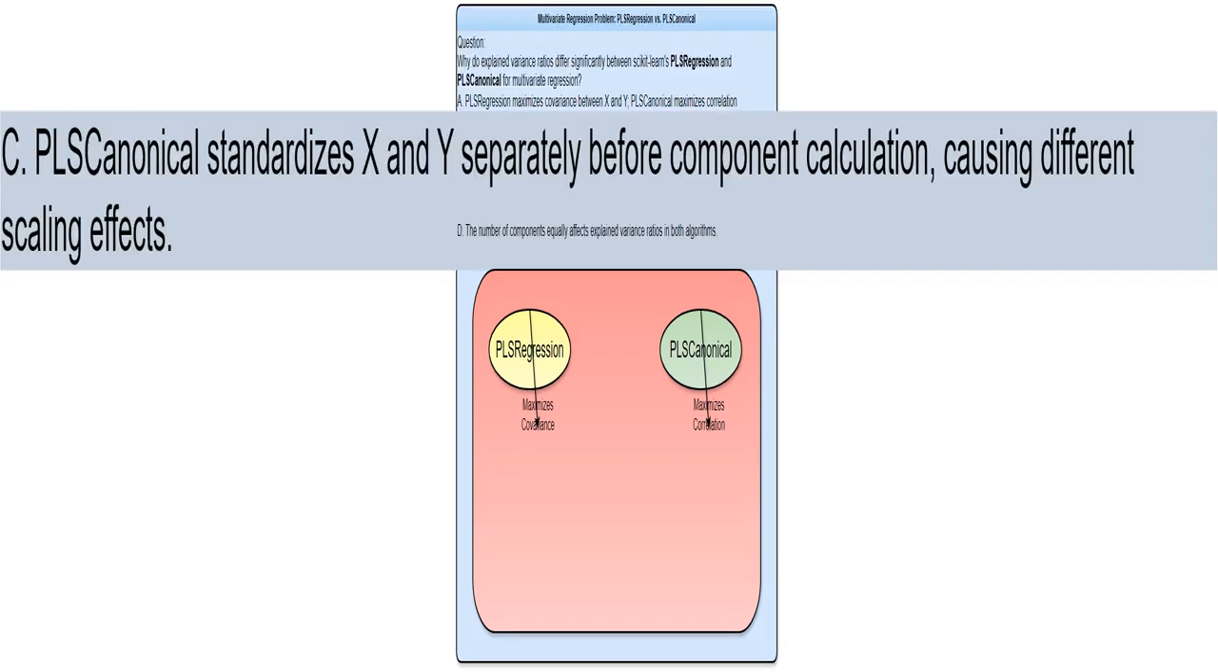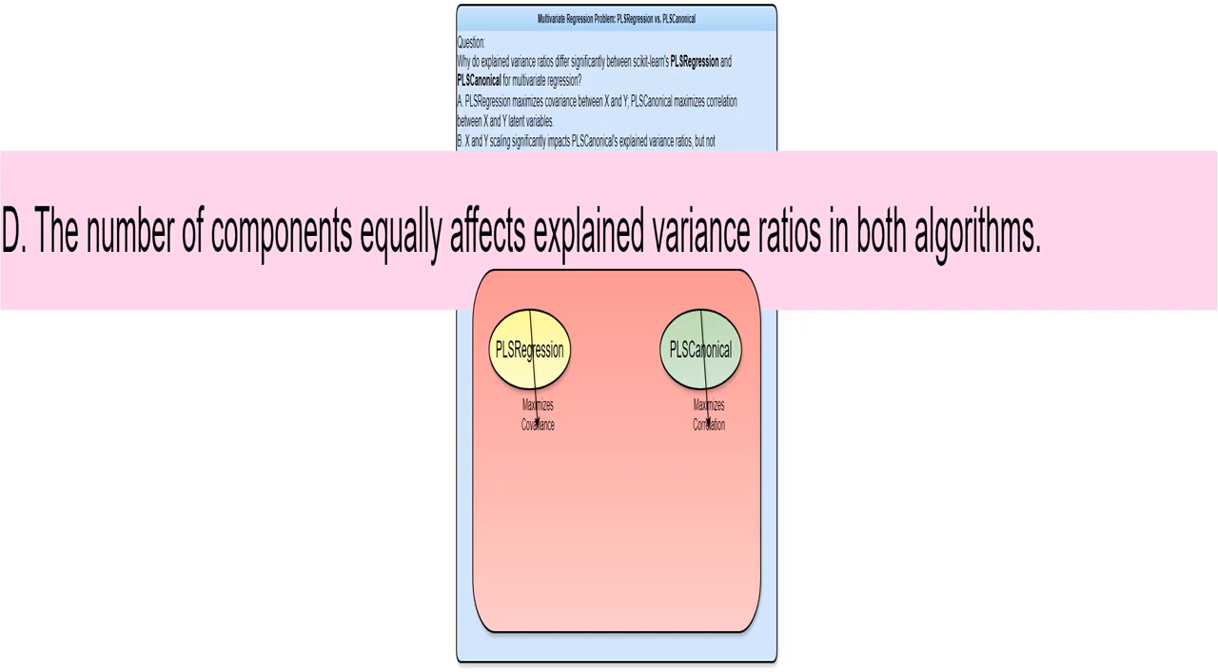PLS regression is a method that focuses on maximizing the covariance between the predictor, X, and response, Y, variables. Covariance measures how much two variables change together. In simpler terms, it's like looking at how closely their movements are linked. This method is less sensitive to how the individual variables are scaled, meaning if they are large or small numbers.